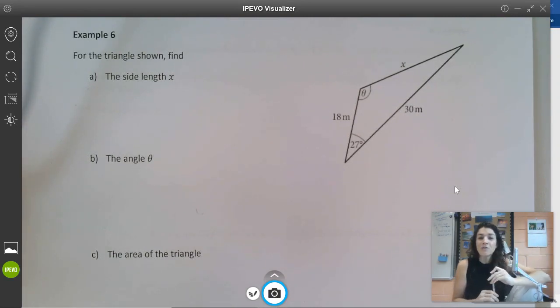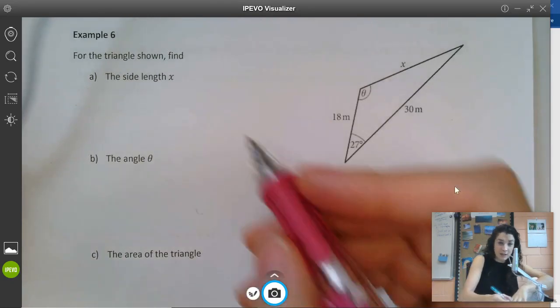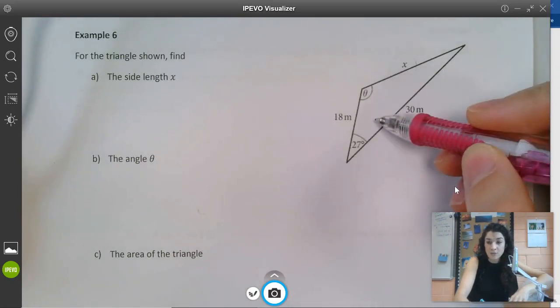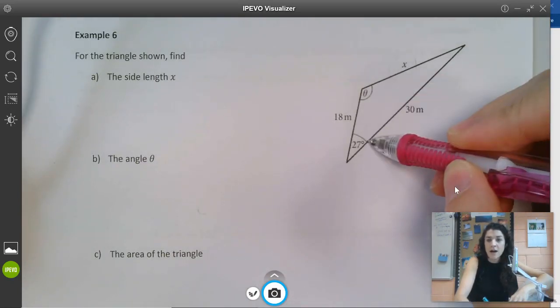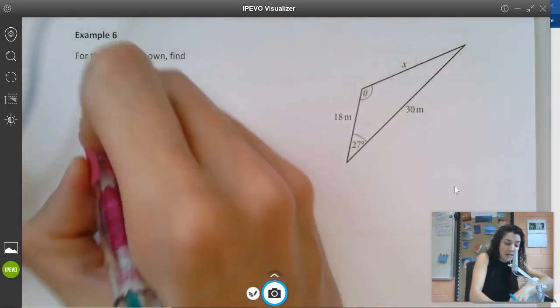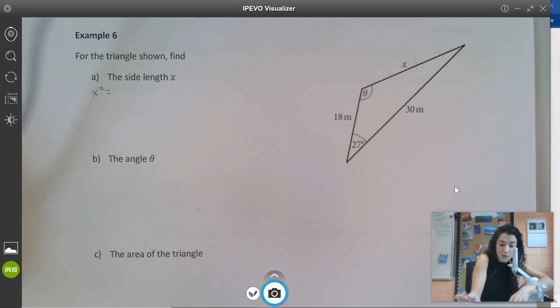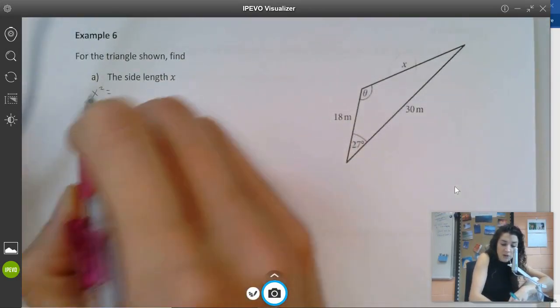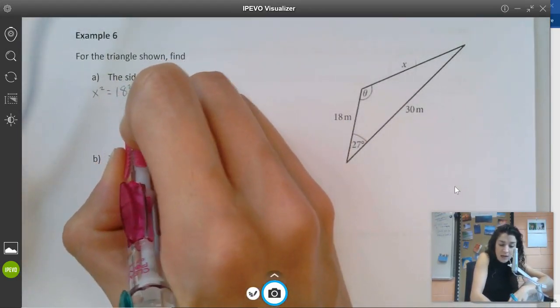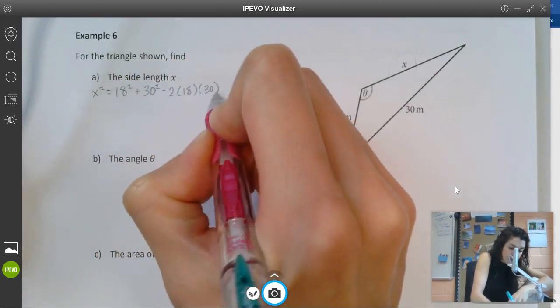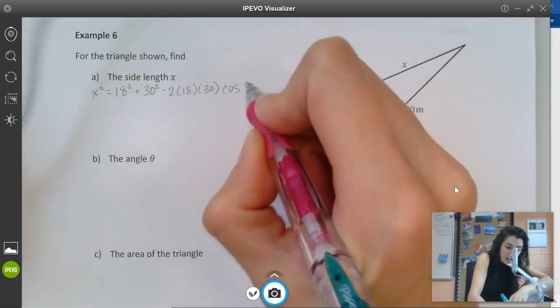So for this triangle, we're going to find the length of x. And maybe we wanted to use the law of cosines here. If I wanted to use the law of cosines to solve for x, the cosines relationship is very much a side and its opposite angle, kind of like law of sines as well. But we would do x squared equals, and then remember the two side lengths, it doesn't matter which one is which. So we could do 18 squared plus 30 squared minus 2 times 18 times 30 times cosine of 27.